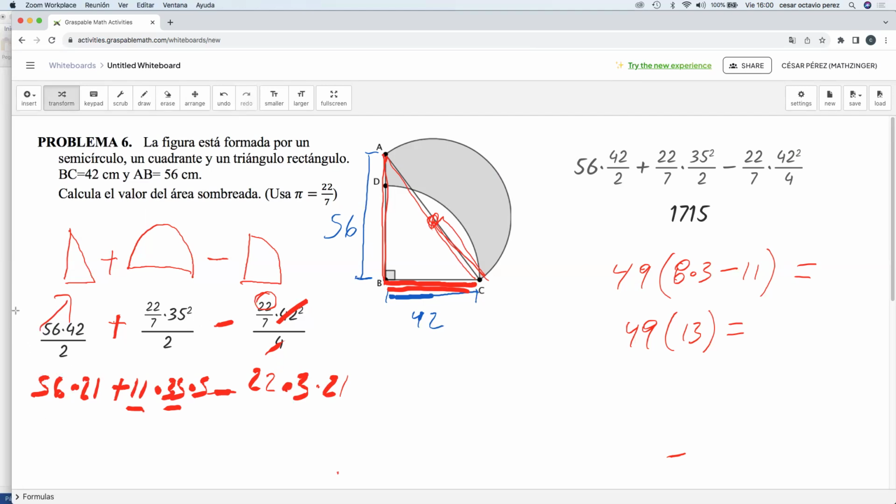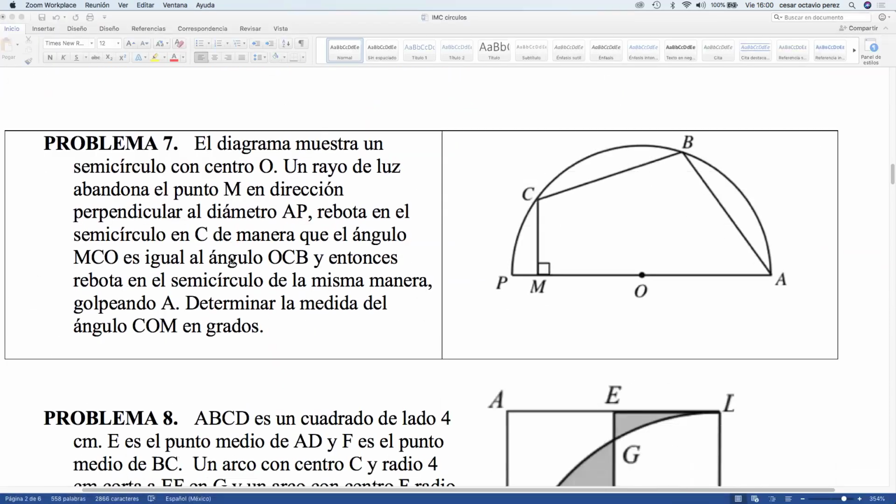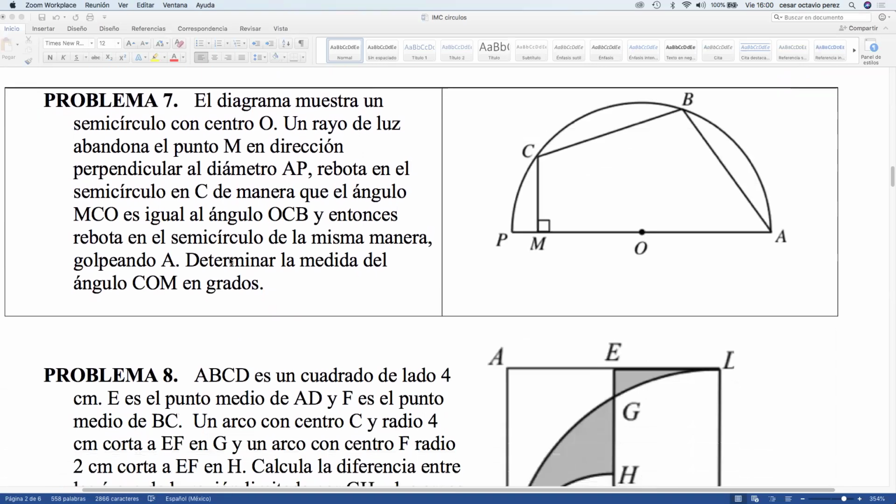Ok, son las 4. ¿Quieres que hagamos uno más? Okay. Semicircle. Center and field. Un rayo de luz abandona el punto M. Here. And here. Rebota en el semicírculo de que el ángulo MCO it's equal to OCB. Okay.